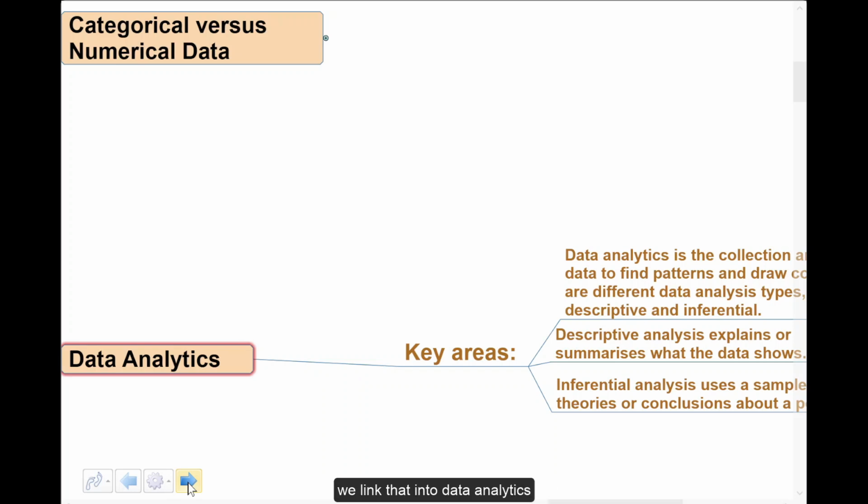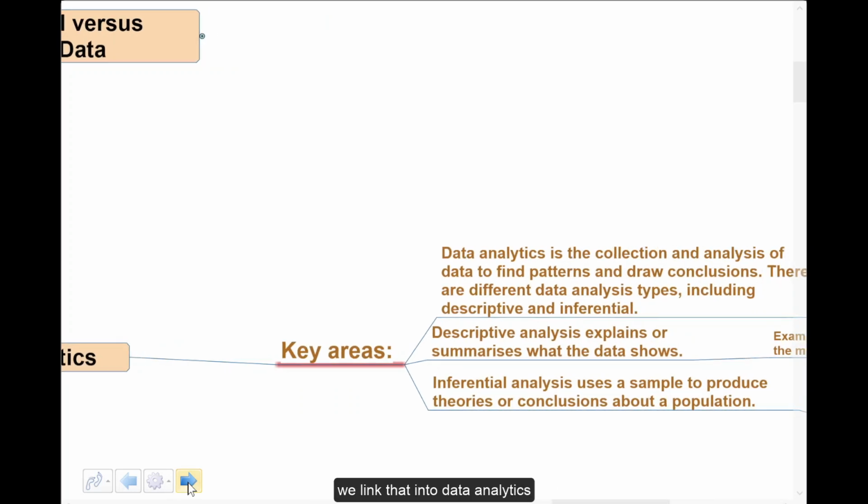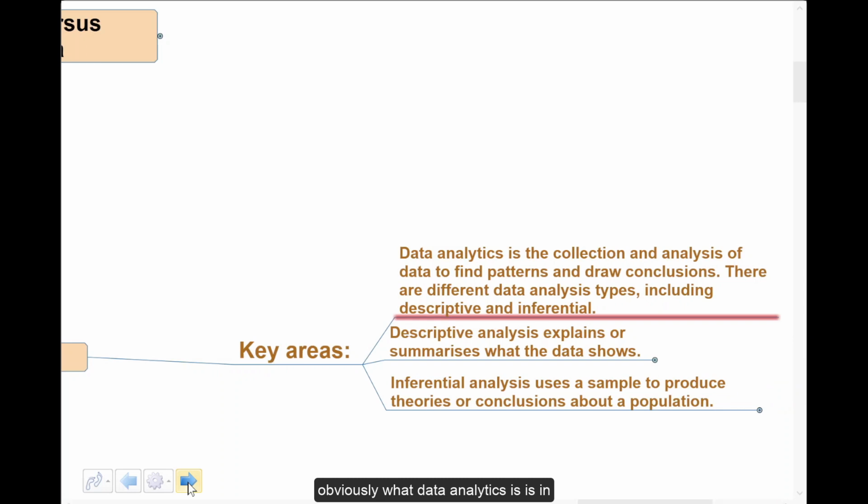Now, when we link that into data analytics, what data analytics is, in effect, is the idea that we're trying to derive some benefit from a set of data. So, for example, we could use different types of analysis. For example, a supermarket might look at seasonality. They might look at Christmas sales. They might look at children's products, children's clothes, etc.